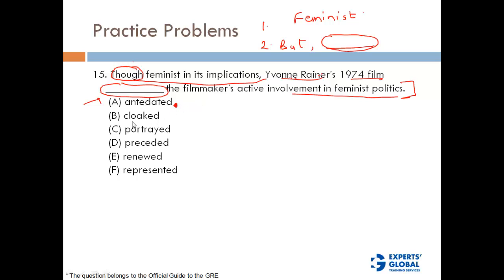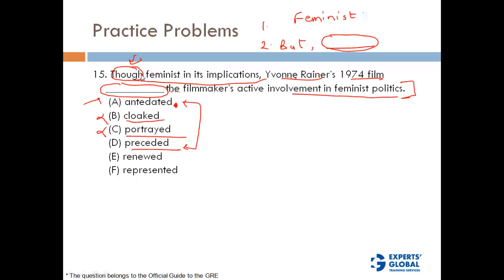Okay, cloaked. No, cloaked means hid, right? So cloaked means hid the filmmaker's active involvement in feminist politics. So that doesn't do justice to this "though" part, because this item and this item are not necessarily opposing. So cloaked is not the correct answer. Portrayed, again, is not the correct answer, because it will not do justice to this "though." Preceded and antedated are synonyms, so both have the same logic.